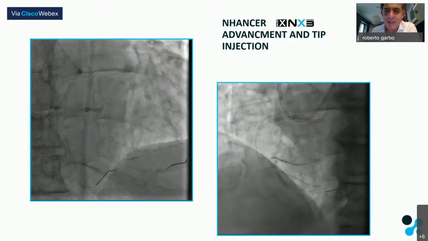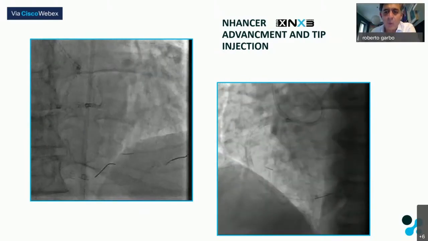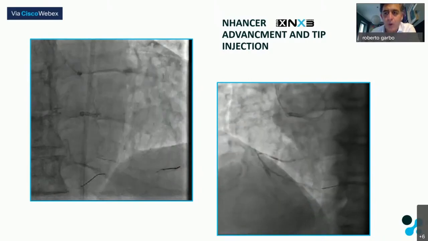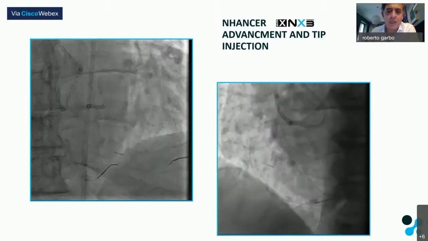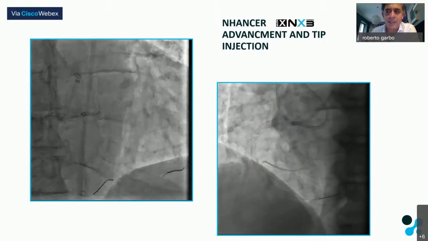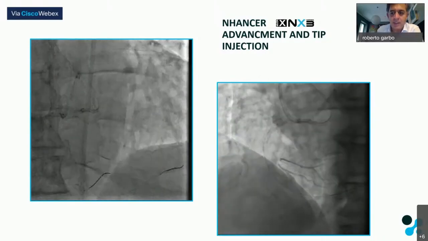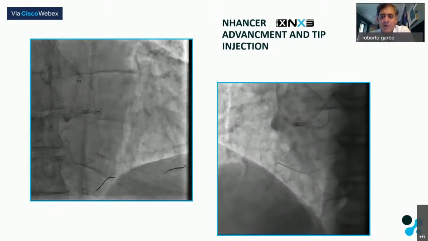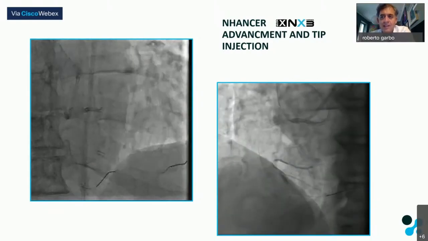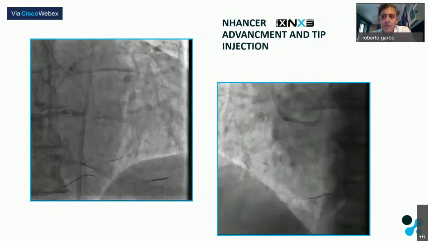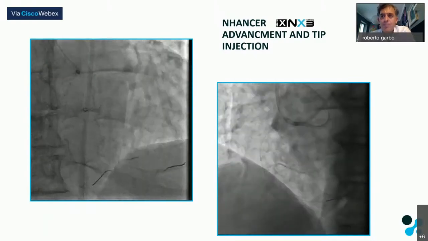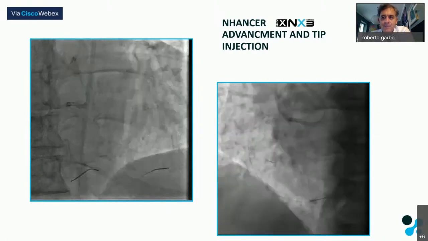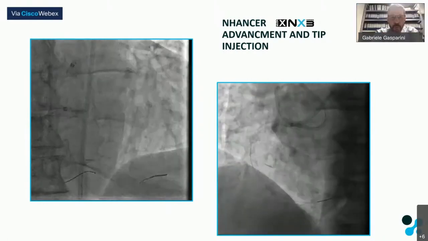And the difference is that for me, we have much more support. Even if we have really great crossability with the Caravel and with the Pro X, the support is much better, because with Caravel, when you have a really complex calcified CTO, you do not have enough force and push. And what about the tip? What was your feeling with the tip?